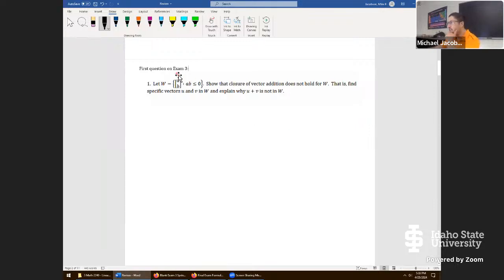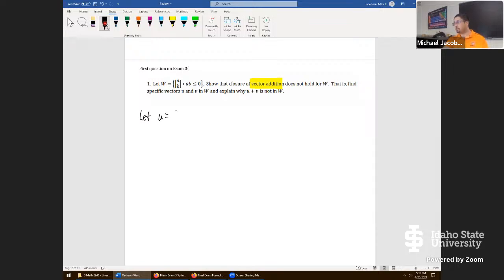So we have a set W consisting of vectors (a, b). So this is a subset of R2. The property that the vectors obey is that the product of the entries is non-positive, so negative or zero. Show that closure of vector addition does not hold. So we're more interested in vector addition. And if we go just off this step, really all we're going to do is what they say here in the very next sentence. We have to find two vectors, u and v, and w. Let's start by doing that.